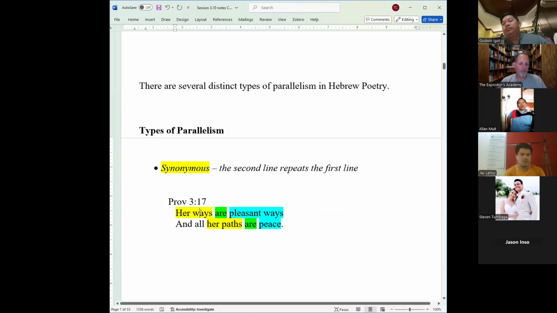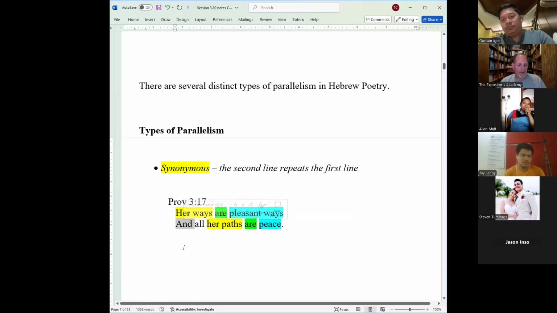So here, instead of ways, he says paths. Instead of pleasant, he says peace. But those carry a similar idea. So synonymous indicates that the second line essentially repeats the first line. And you'll see the same kind of grammatical structure. Again, notice her ways, her paths. The verb are is the same. Pleasant ways, peace. Okay, so keep that in mind.